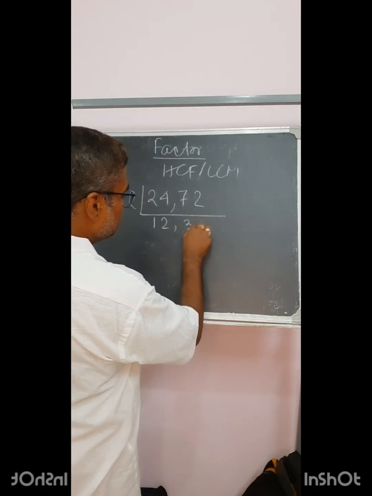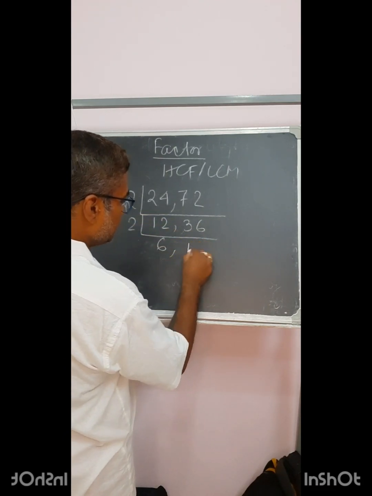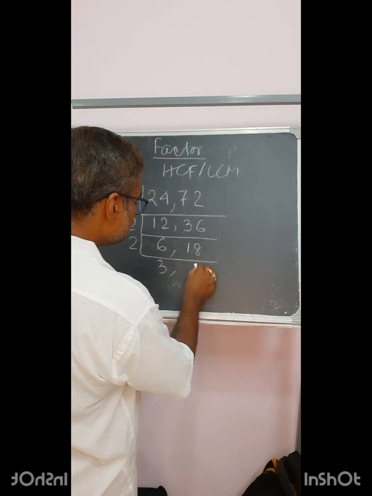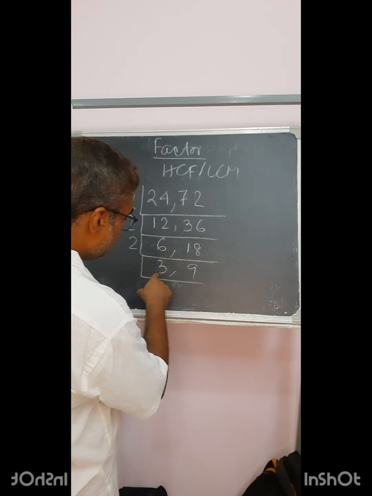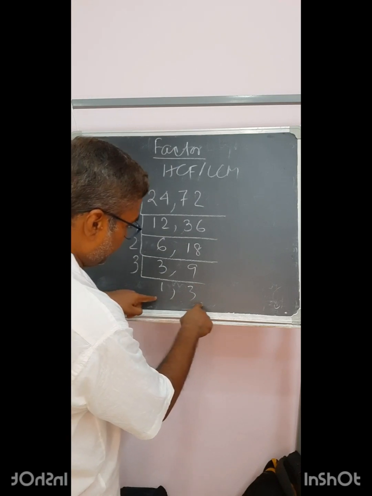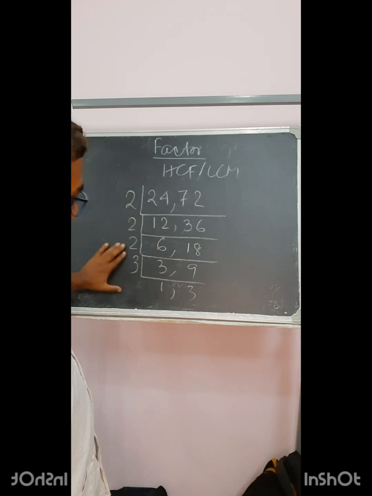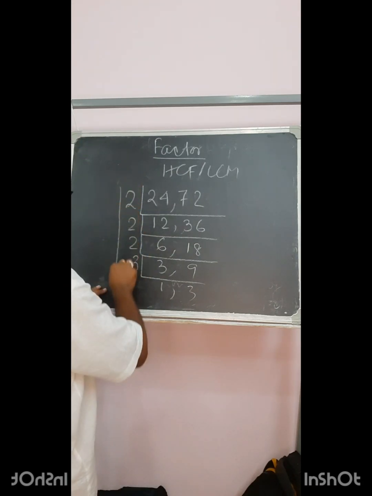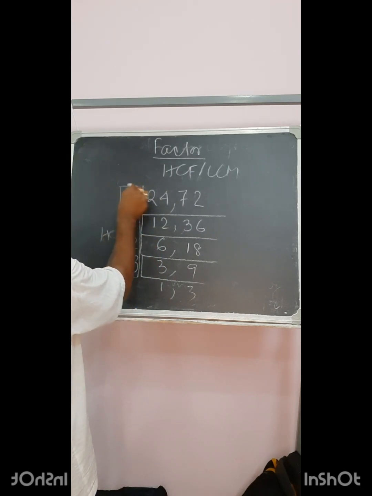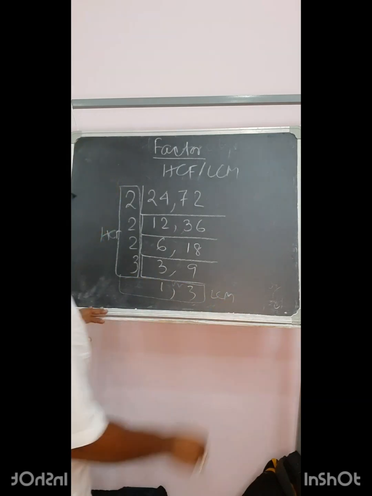So 2, then it is 36. If I take 2, then again it is 6, 18. 2 again, 3, 9. See, these are having some common factor, 3, 1 and 3. Now, if I look here, it has no other common factor other than 1. So I will restrict my calculation, and in this case, if I multiply all these factors it will give you the HCF, and if you multiply this further, it will give you the LCM. So this is the rule.